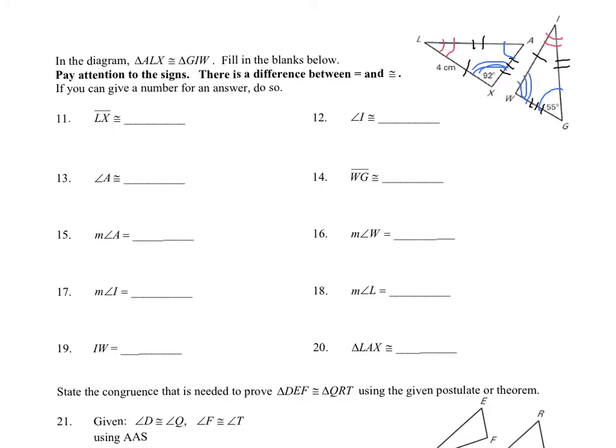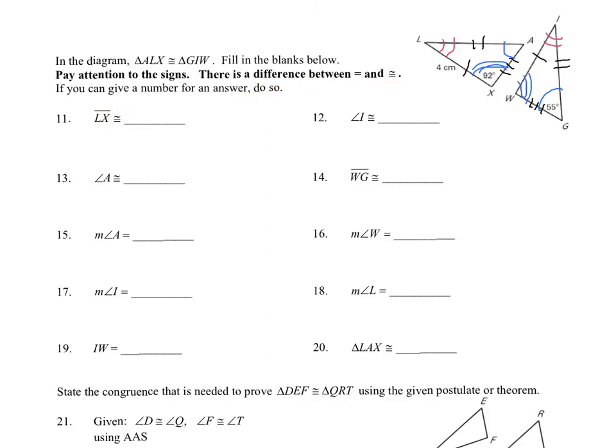So I find it helpful to just familiarize myself with these two triangles, because if they're congruent, which they are, that means everything about them is the same, and you just want to know exactly how those match up. All right, so pay attention to the signs. There's a difference between equals and congruent. If you can give a number for an answer, do so.